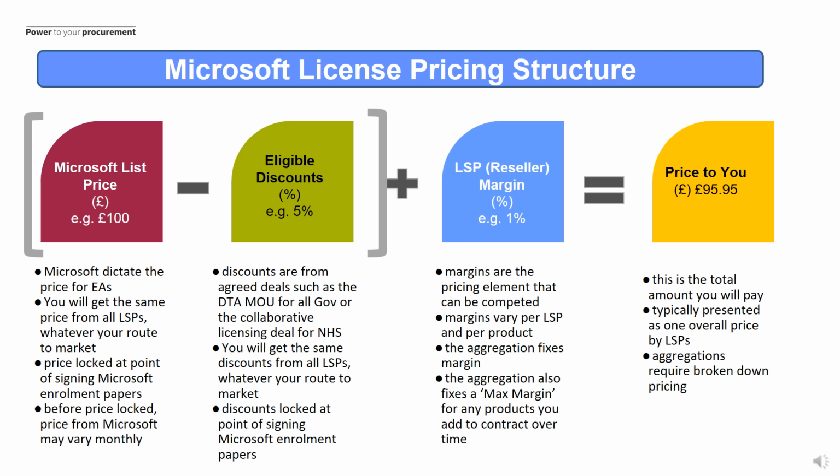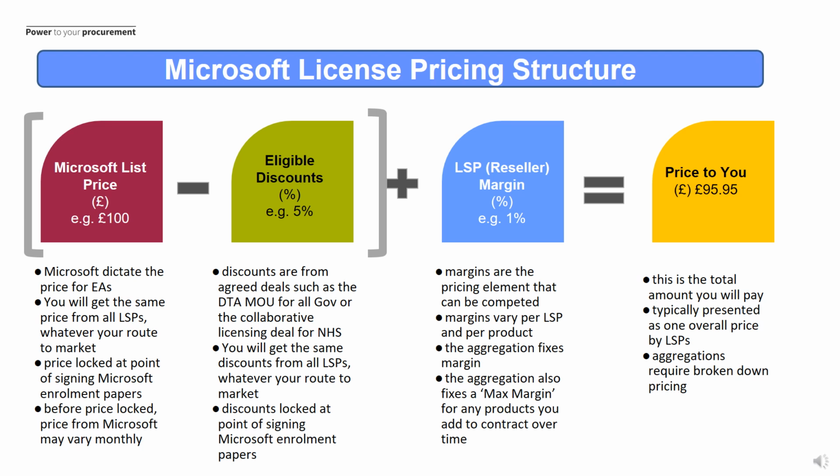So once those first two elements are in place, you then have the LSP reseller margin that they place on top, and that's to provide the value for money recommendations, your billing and license optimization service. They place a margin on top of that in order to provide that service.